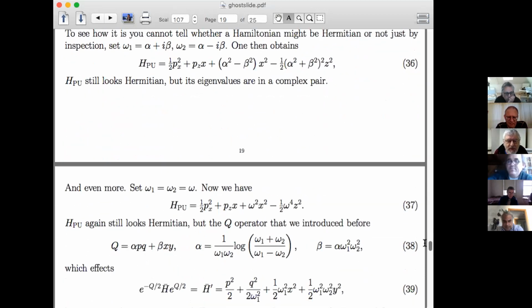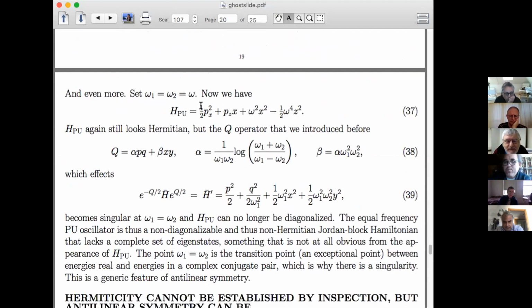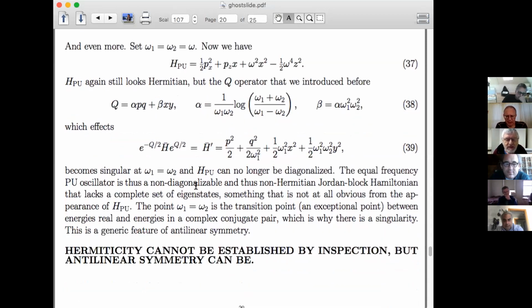Now let's go even further. Let me set omega 1 equal to omega 2 equal to omega. Now the Hamiltonian becomes even simpler, and it looks absolutely Hermitian. However, the operator Q that did the diagonalization blows up when omega 1 is omega 2. It doesn't exist. And that means that this Hamiltonian with omega 1 equals omega 2 cannot be diagonalized. So the equal frequency PU oscillator is a non-diagonalizable Hamiltonian. And if the Hamiltonian can't be diagonalized, it obviously can't be Hermitian. It's called a Jordan-block Hamiltonian.